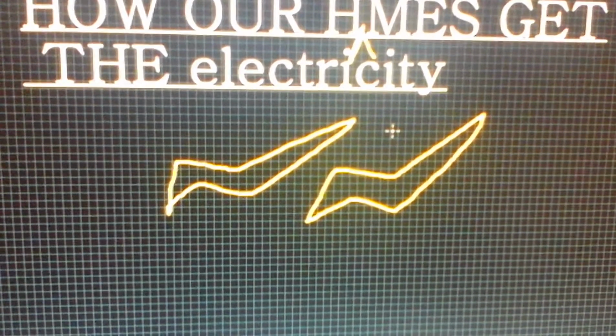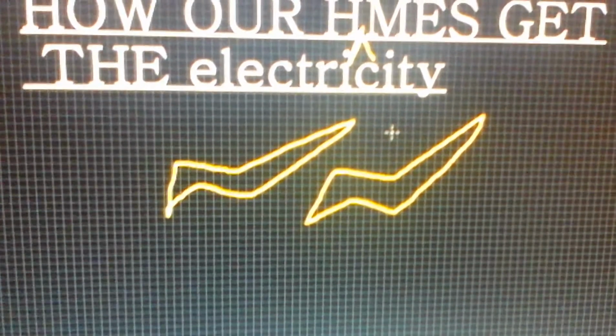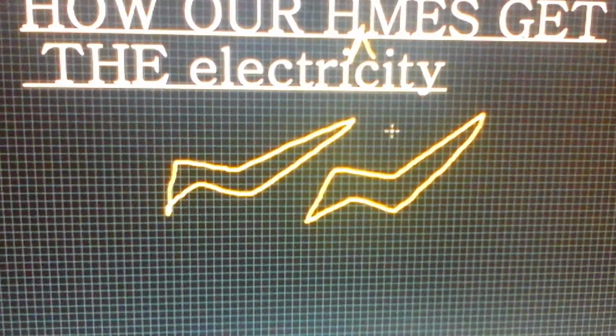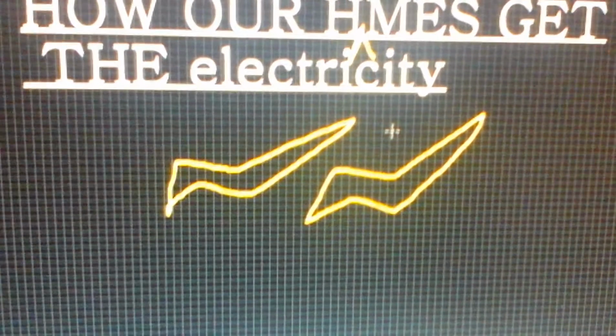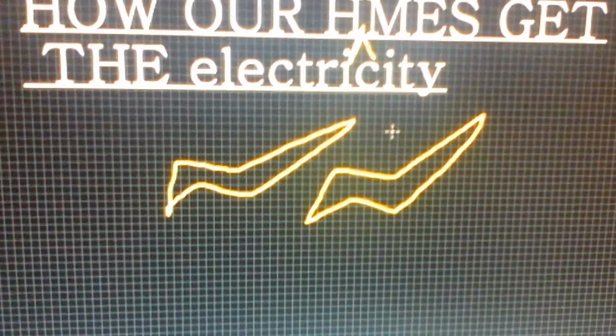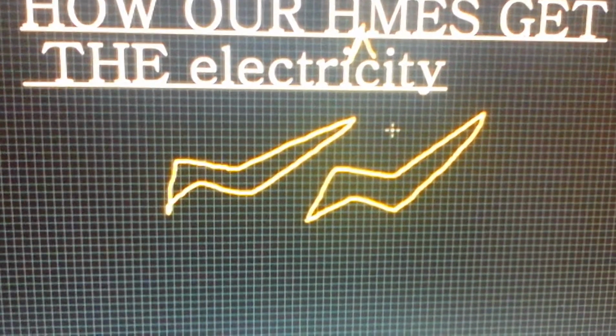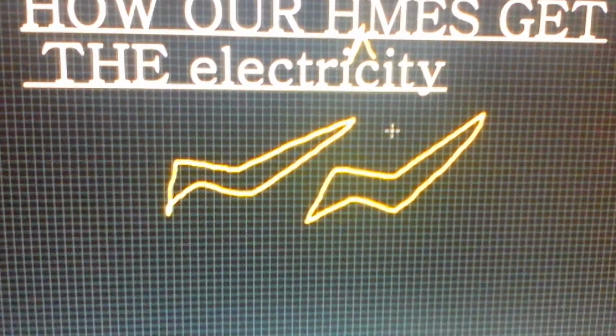So we don't simply get the electricity that is generated by the generators directly to our homes. So how do we actually receive the current?